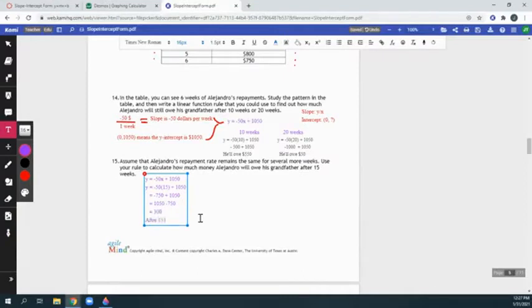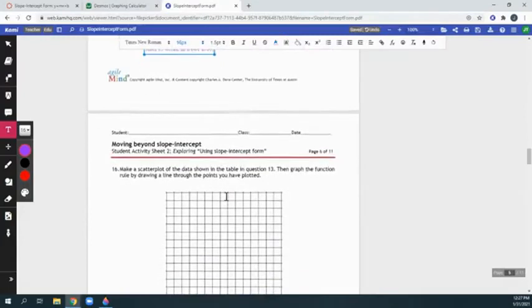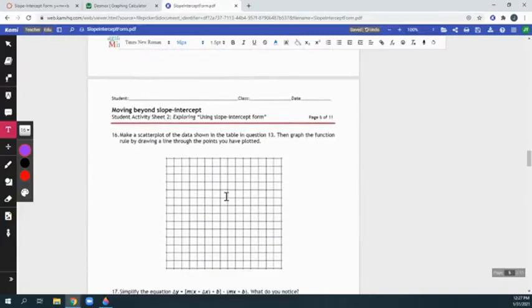After 15 weeks, you'll owe $300. A long time to pay something off, and it's not a house. So there you go. Houses take about 30 years to pay off usually.